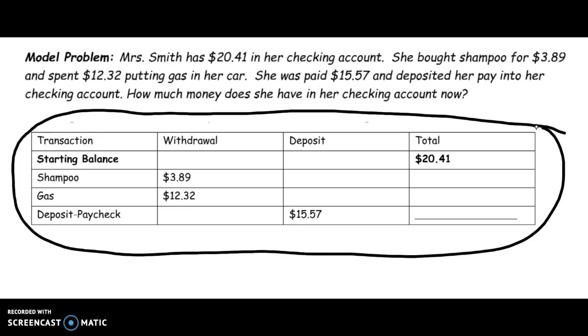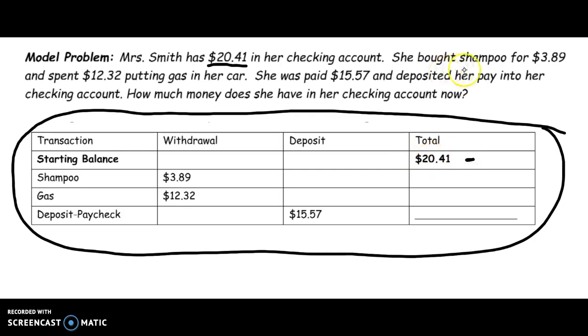And in this checkbook, Mrs. Smith is keeping track of everything that's going on with her money, what money she's spending and what money she's getting, okay? So up here in the problem, it says that she had $20.41 in her checking account. So her starting balance is one of those fancy bank words for amount of money. So her starting amount of money is written right here, $20.41.